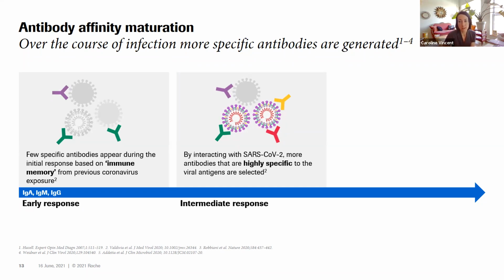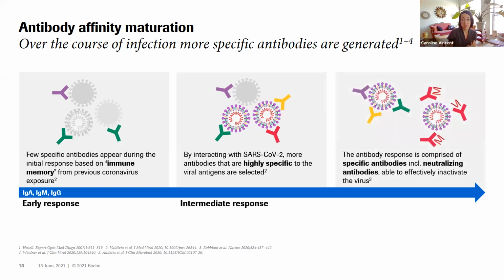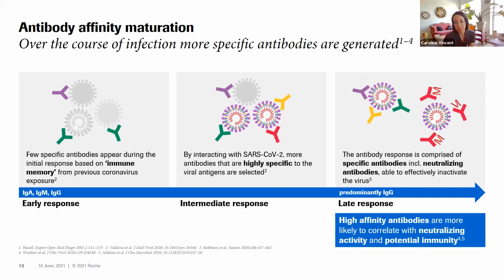And so this is called the affinity maturation process, whereby the immune system will generate antibodies of increasing affinity to the target antigen. And then in the late response phase, at that point, the antibody pool will be comprised of very specific high affinity antibodies that are predominantly IgGs. And so as part of this pool of high affinity antibodies, we may also have what we call neutralizing antibodies, which are able to effectively inactivate the virus and prevent its infection.